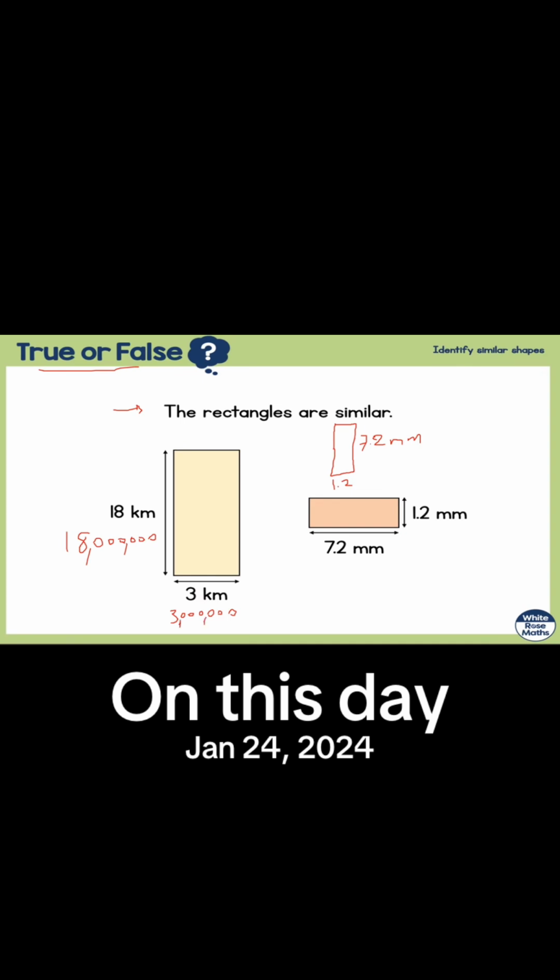So I've got to work out a scale factor. Similar shapes will always have what we call a scale factor. So I'm going to times by something to get from here to here. So I'm going to do 3 million divided by 1.2. Let's work it out. That's the same as doing 30 million, so let's add on one more zero. So 1, 2, 3, 4, 5, 6, 7. That's the same as dividing by 12.